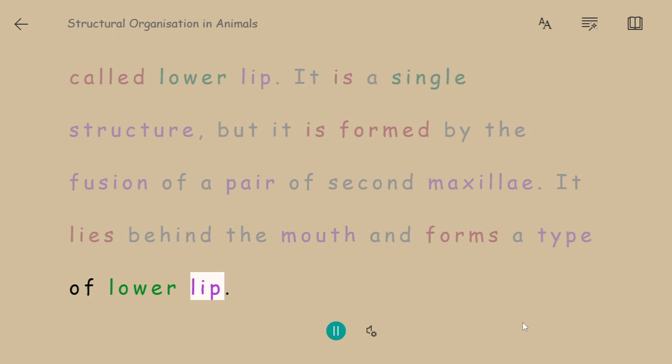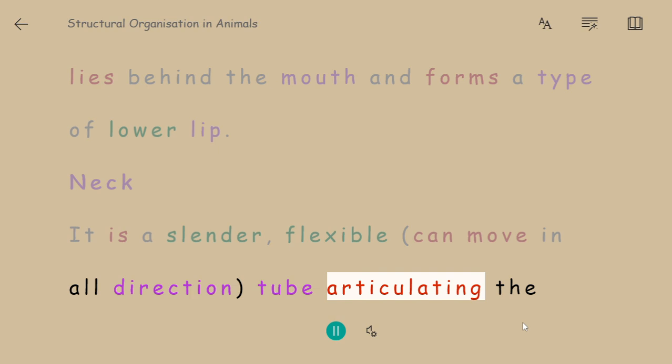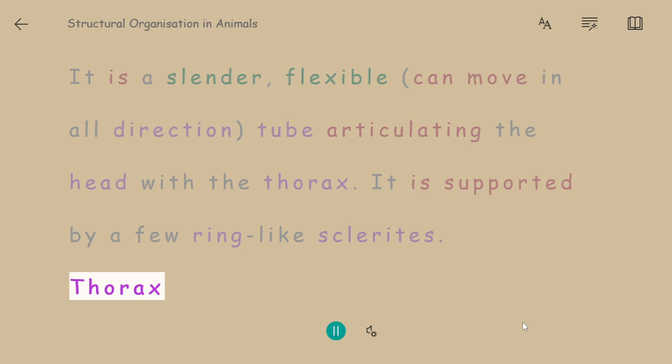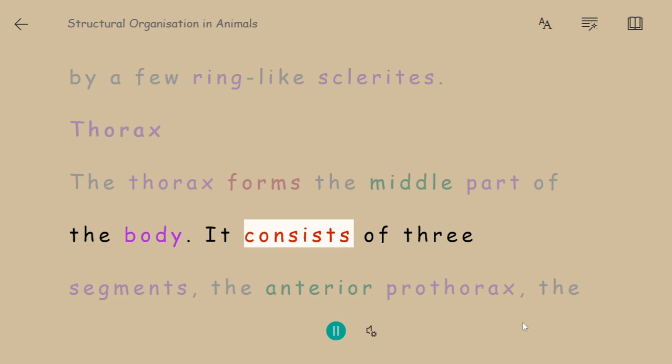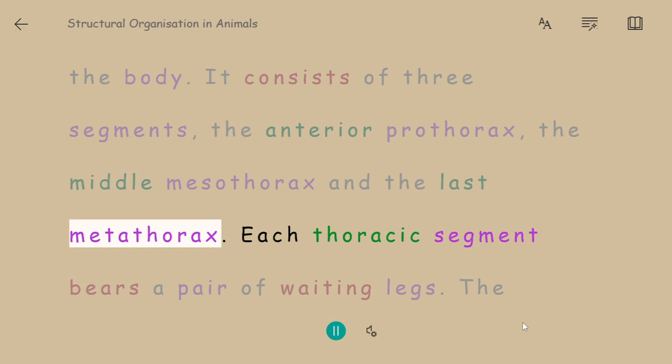Neck. It is a slender, flexible tube that can move in all directions, articulating the head with the thorax. It is supported by a few ring-like sclerites. Thorax. The thorax forms the middle part of the body. It consists of three segments, the anterior prothorax, the middle mesothorax, and the last metathorax. Each thoracic segment bears a pair of walking legs.